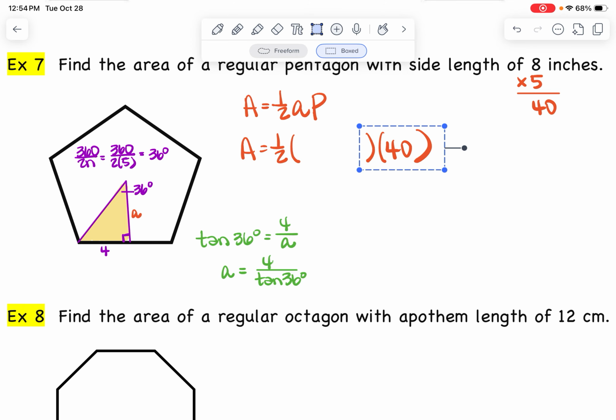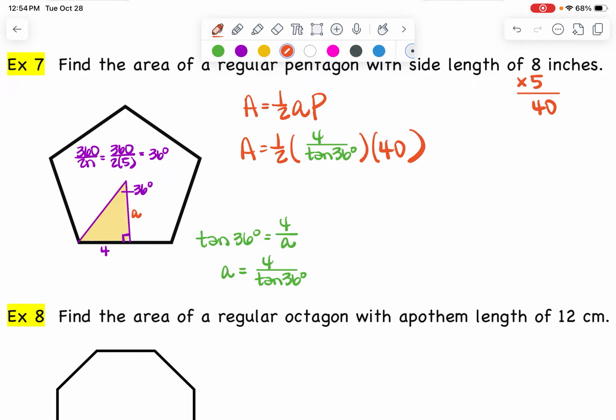So I'm just going to scoot this over and copy and paste. Obviously, you can rewrite it. I'm going to shove that right in there. That's the apothem. Now, that's obviously going to be a super gross answer if I leave it exact. So it is trig, and anytime you use trig, we are going to round to the nearest tenth. Please make sure you are in degree mode. And please use your fraction function.